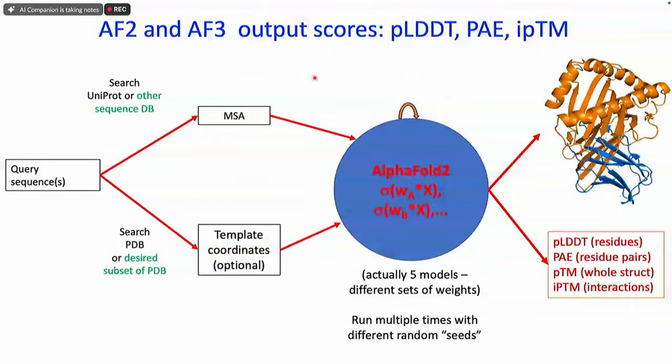So the way the programs work is like this. It takes a query sequence. You get a multiple sequence alignment. You can search the PDB and get templates. You run AlphaFold. It's got those weights. It's got those sigmas. And then it outputs a set of coordinates. And it outputs a bunch of scores that are going to tell you how good it thinks the model is, how likely is it that that model is correct in various details. So I want to talk a little bit about how those work.